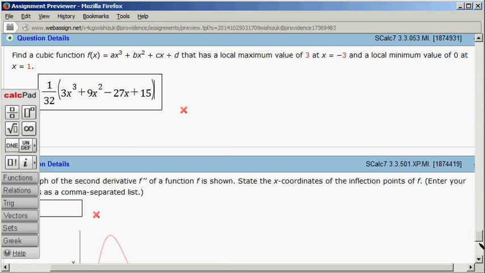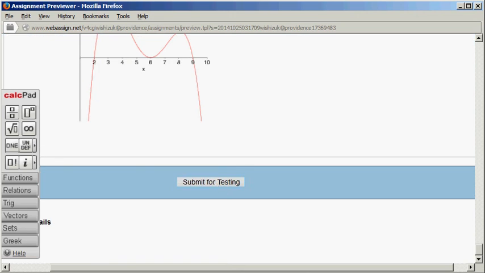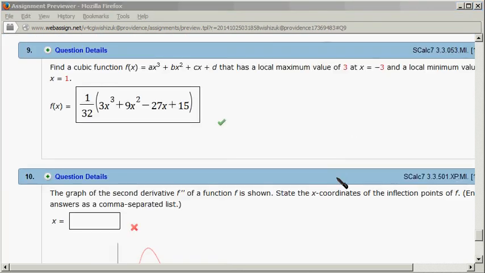Alright, let's submit for testing. It came back and looks like we got this one correctly. Alright, that's it. I hope that this was clear.